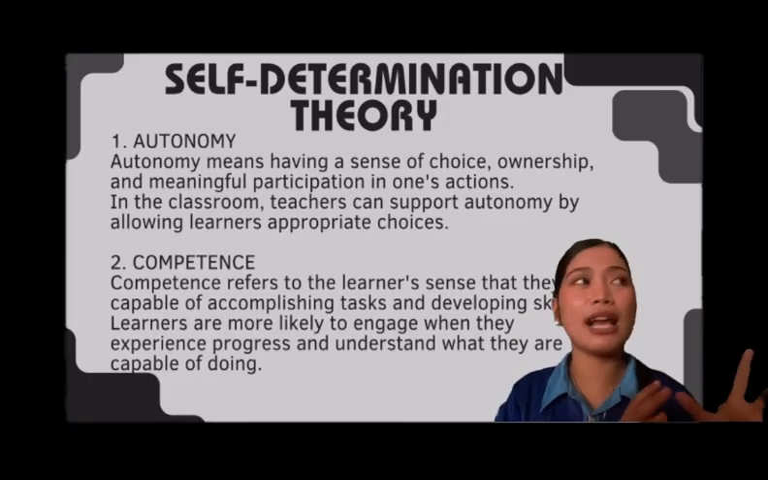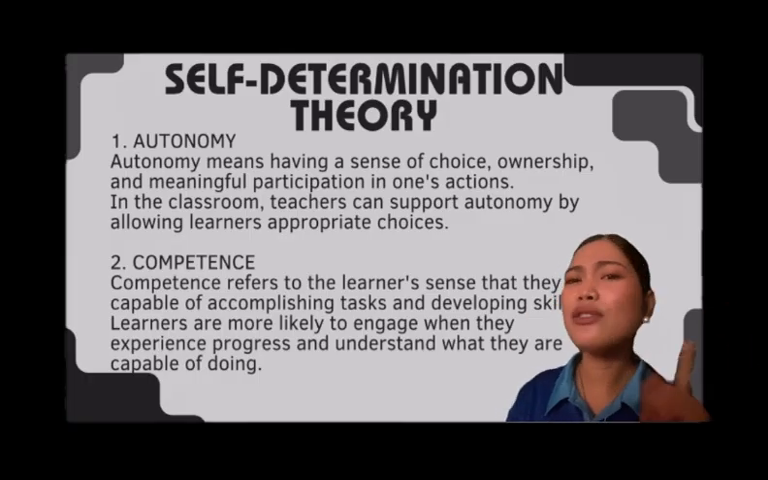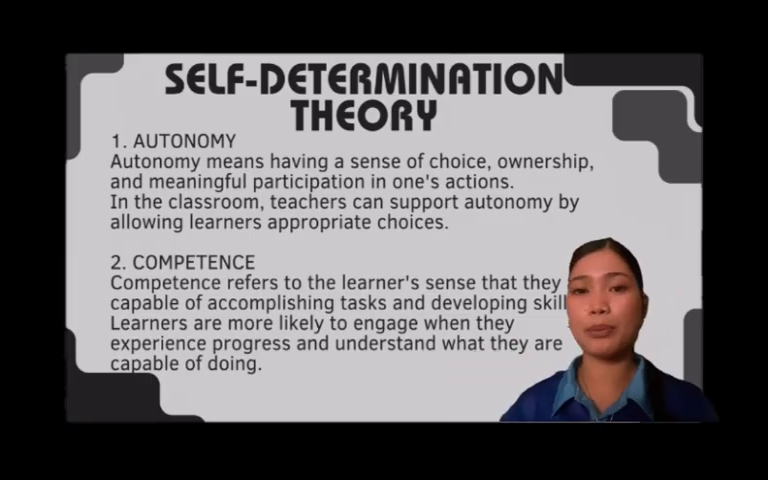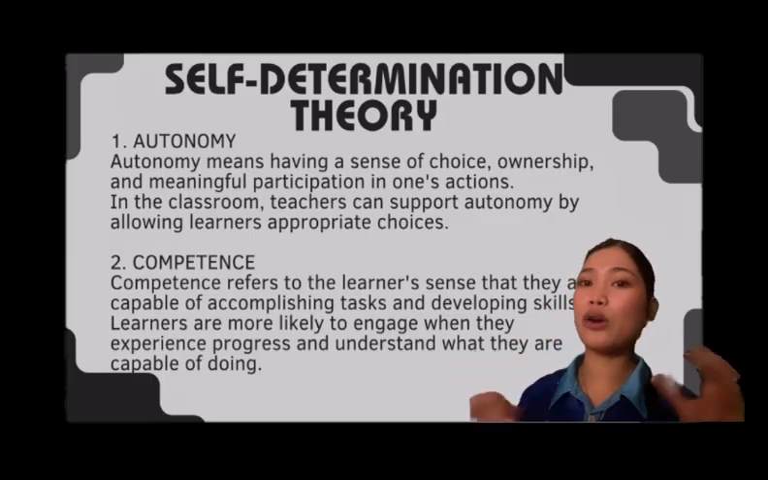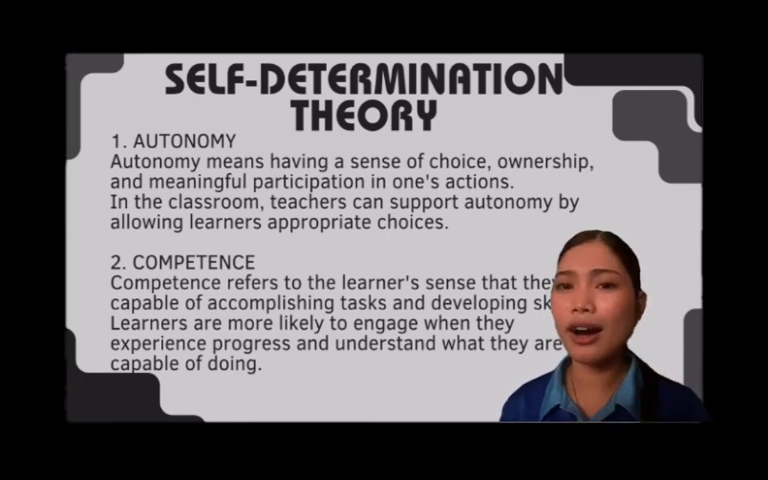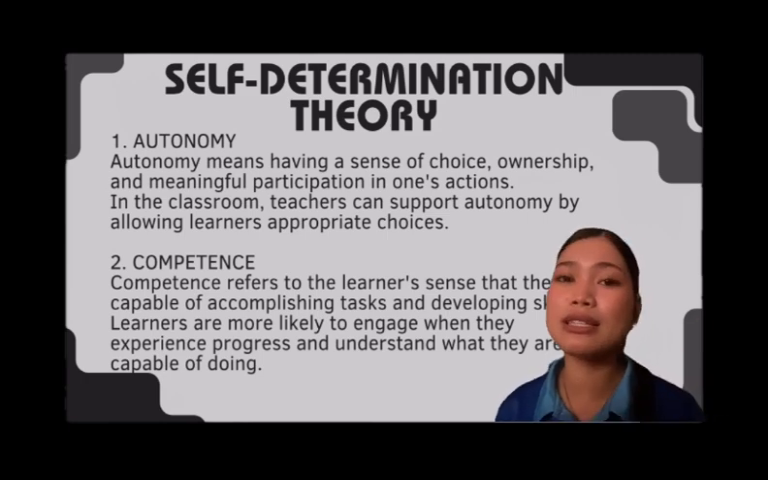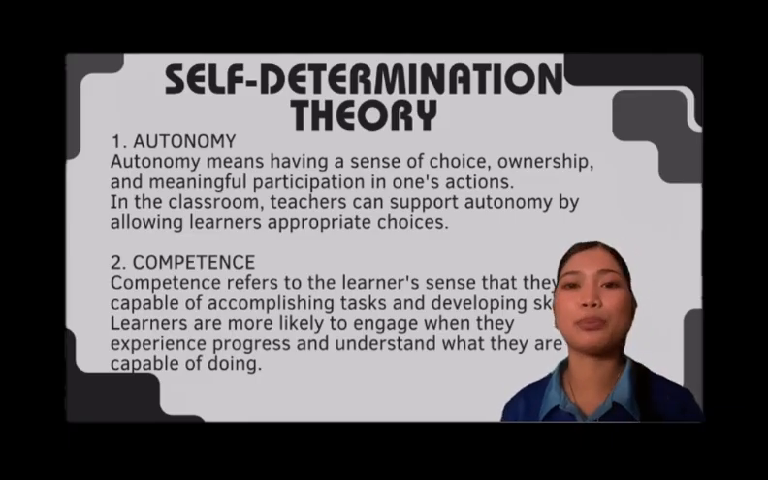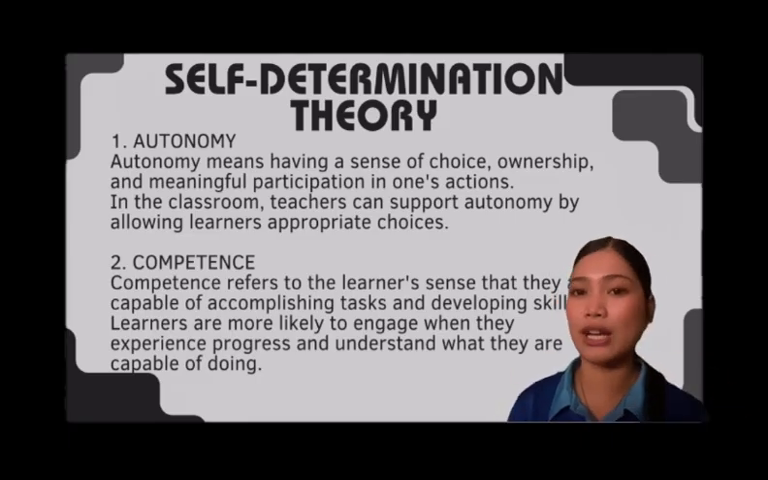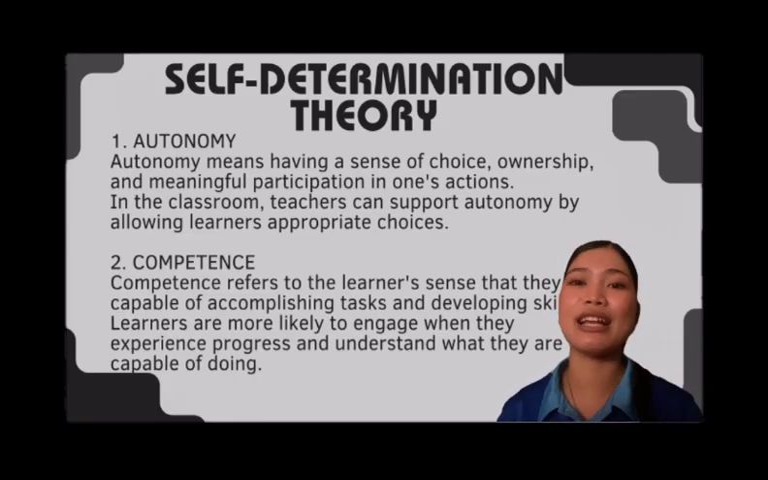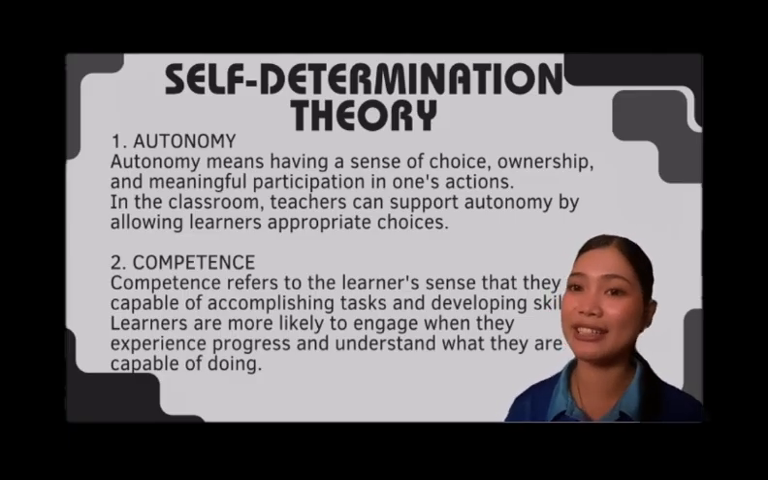Another example is allowing students to choose how they will present their learning, such as through a poster, a presentation, an output, or another appropriate format. However, autonomy does not mean that students can do whatever they want. The teacher still provides clear objectives and expectations. The important point is that learners have some meaningful control over their learning.